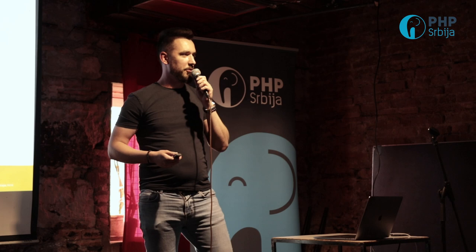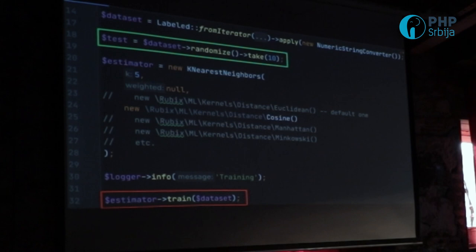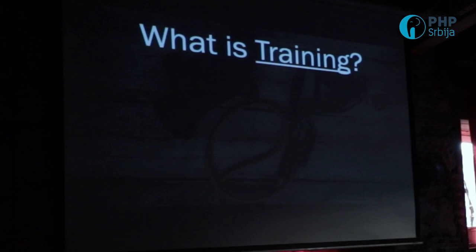And again, turns out this is extremely simple in RubyXML, which is a problem, because without having any idea, you can build stuff that works. And sometimes that can be dangerous if you have no idea what you're building ultimately, right? So you can take 10 test samples and you train your data. Now, what is the training? What does it actually mean to train a model?